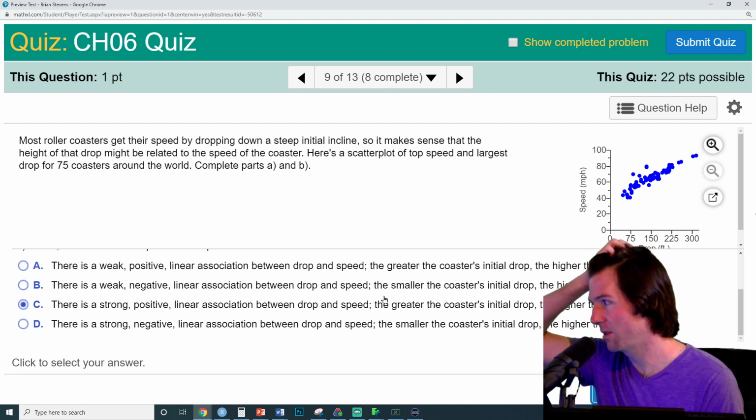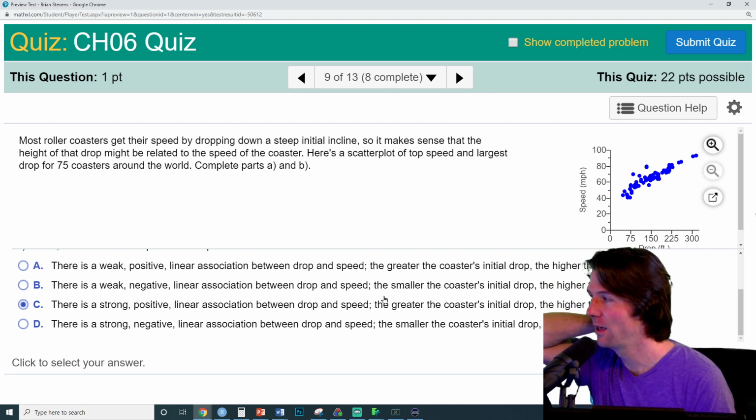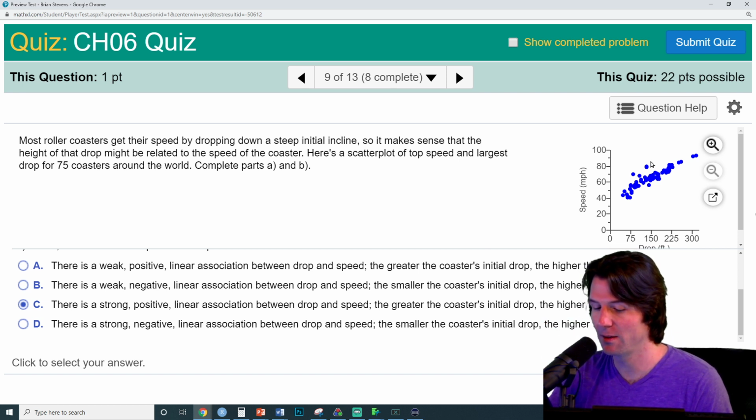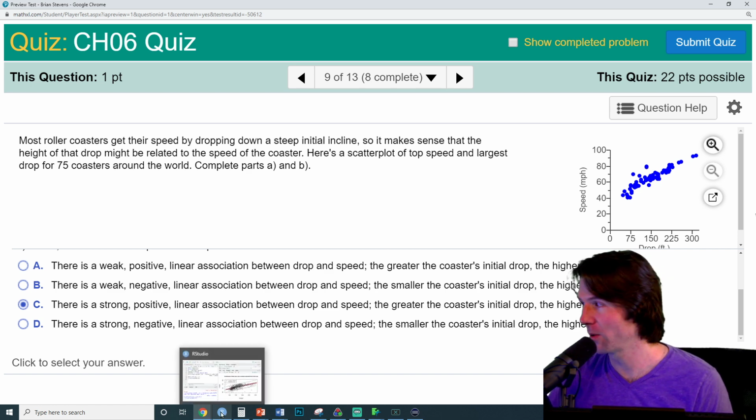Strong positive. Does everyone see why this is strong positive? Don't worry about those points. I don't think they're really outliers. They're not that far away. We have a way of measuring it though in statistics. Don't worry, I'm not going to go off on a side tangent here.